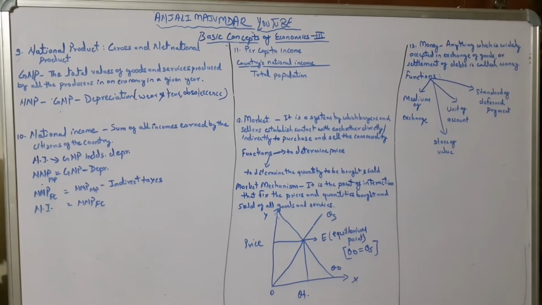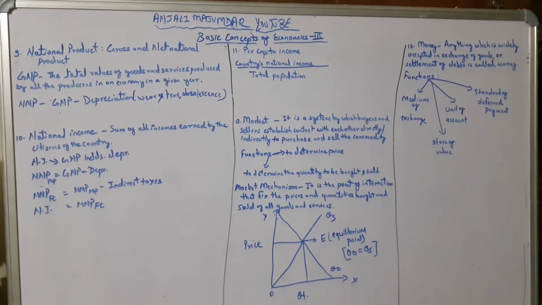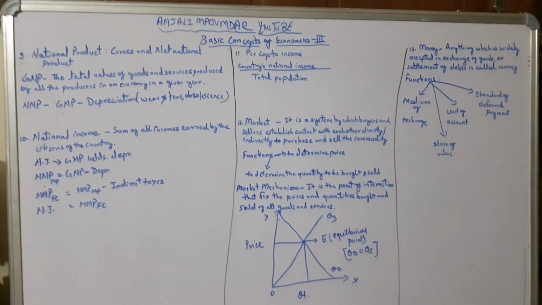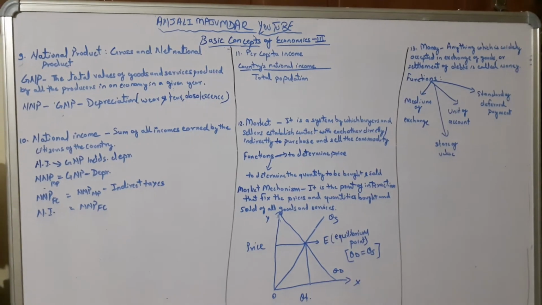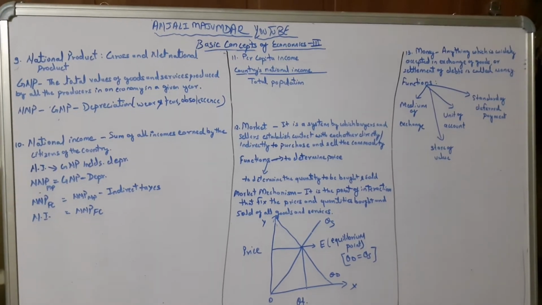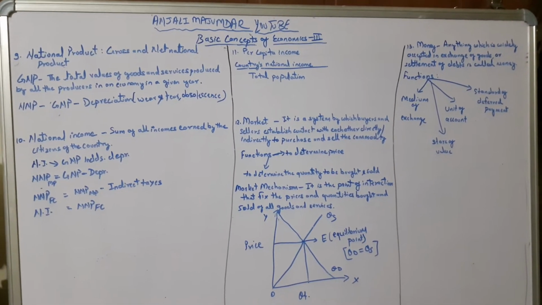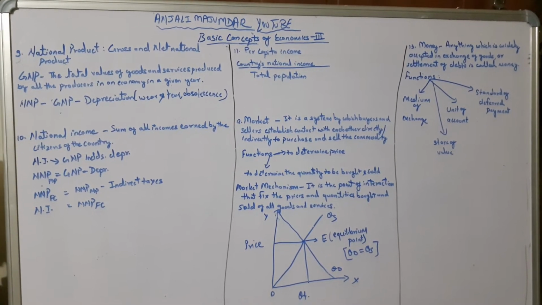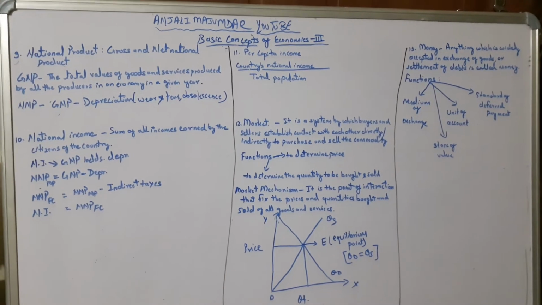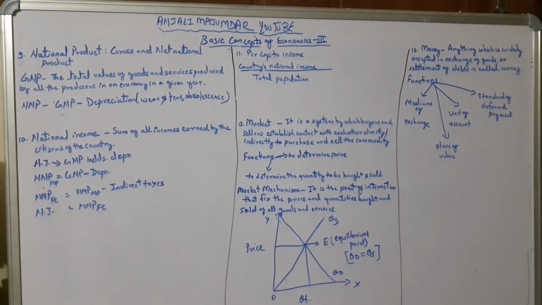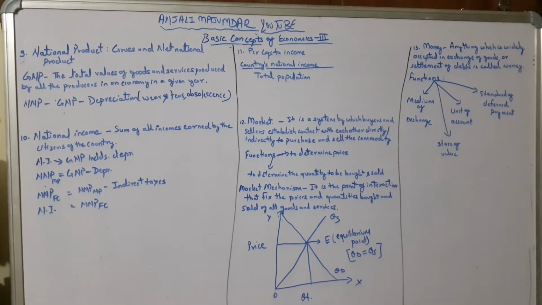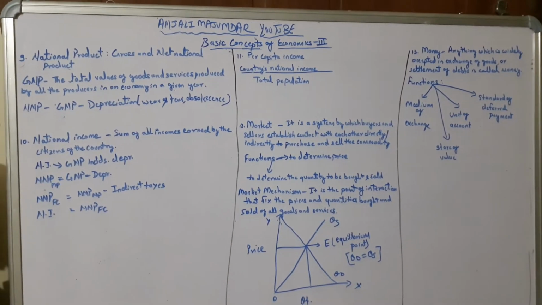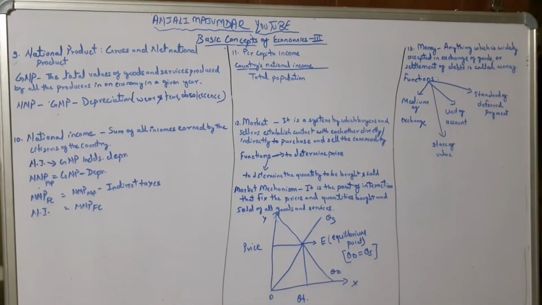When I say value, that means the goods and services which are being produced can be measured in monetary terms, in money terms. So the total amount of goods and services produced in an accounting year is called gross national product. To get net national product, we should deduct depreciation from gross national product. To calculate net national product, what is the formula? Gross national product minus depreciation.